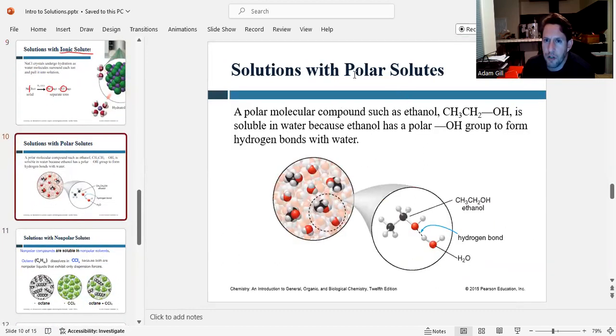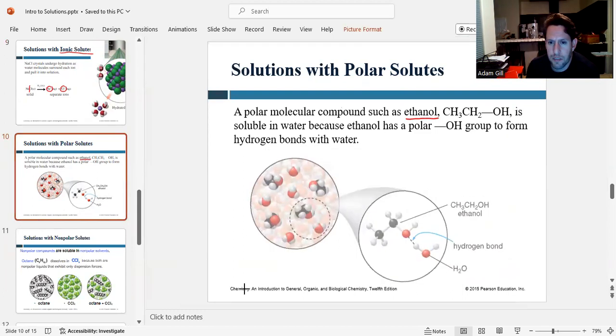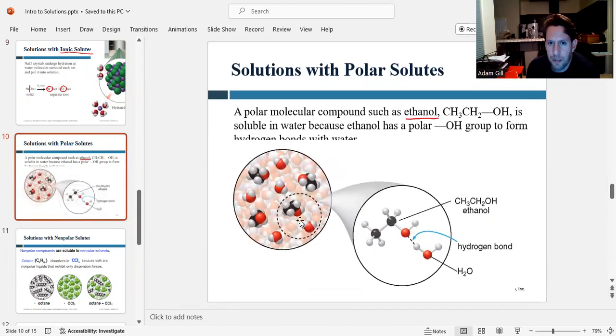Now, small polar molecules can also dissolve in water. In this example, we're going to look at ethanol, which is CH3CH2OH. Because ethanol has an OH group, it's polar, and it can hydrogen bond with the OH groups of water. So if we zoom this in a little bit here, you can see that the ethanol molecule has an OH and water has an OH. And so these two polar groups are going to interact with each other and form a hydrogen bond.